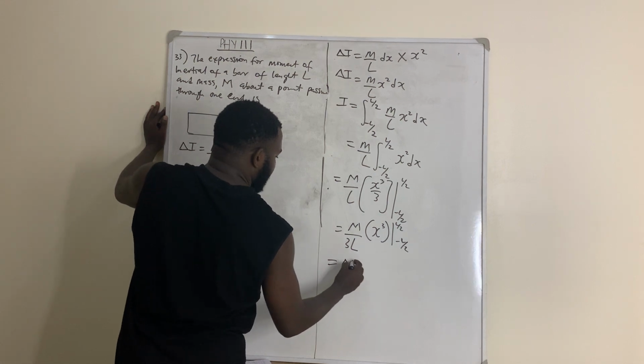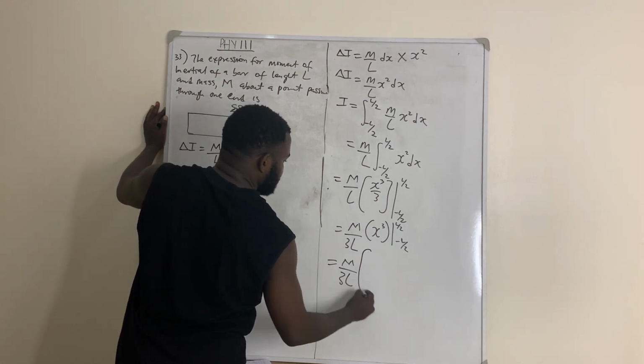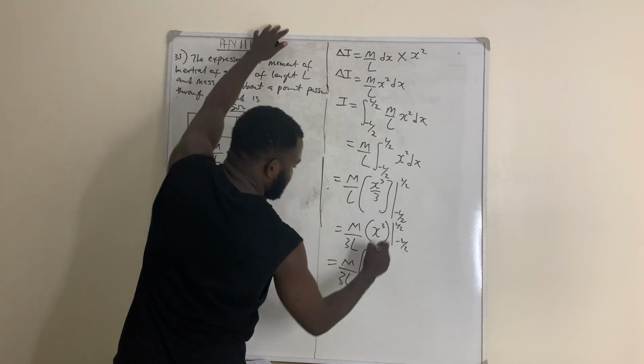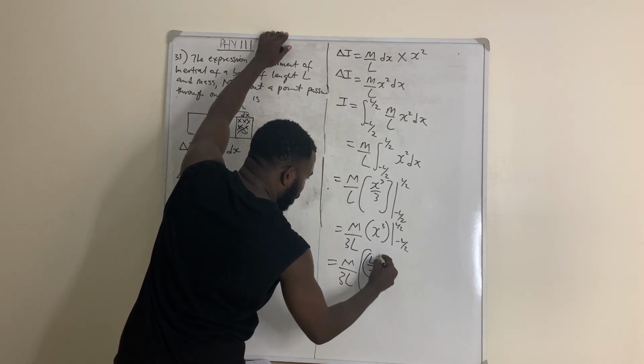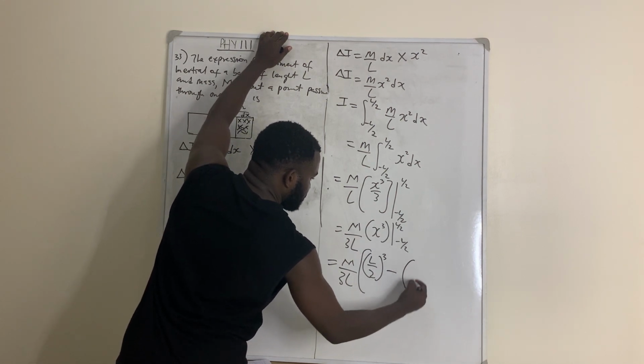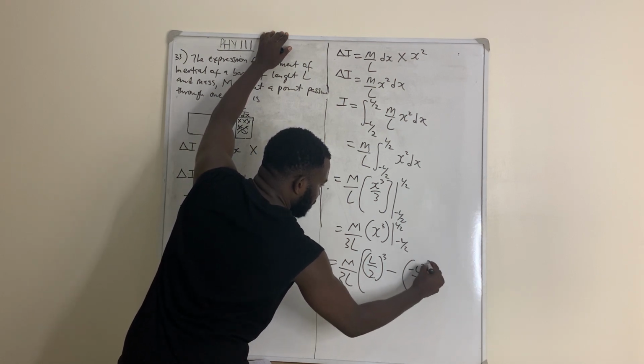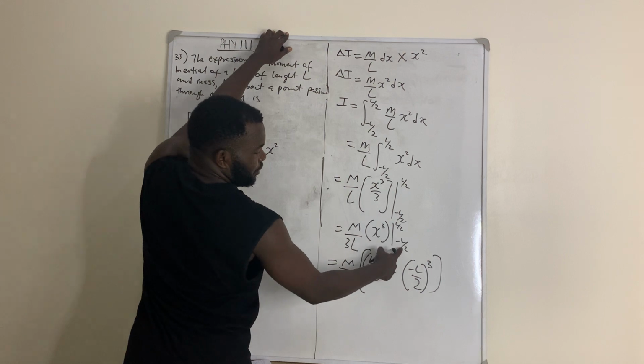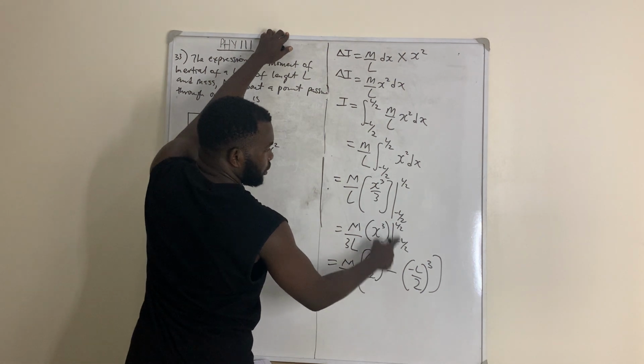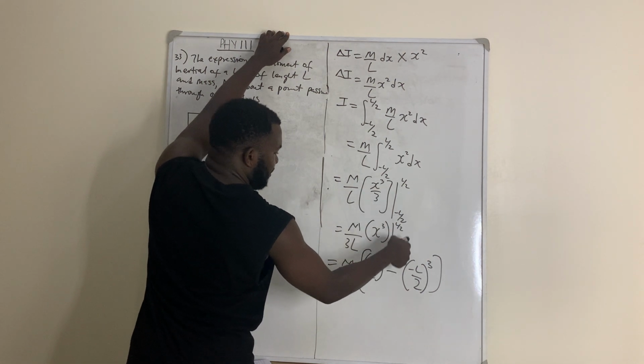So this will now be M over 3L into, now substitute. First thing I'm substituting is L over 2 all cubed, minus minus L over 2 all cubed. You put this one there minus this one. That is how we do integration that has limits: the upper minus the lower.